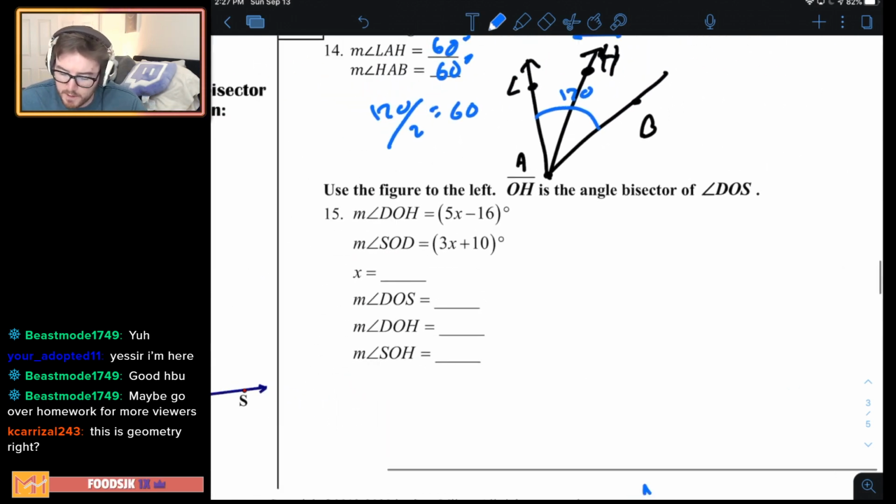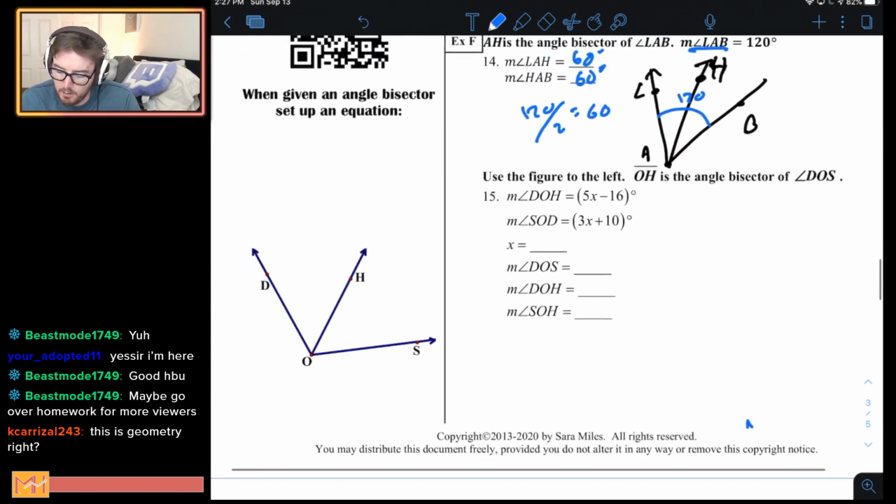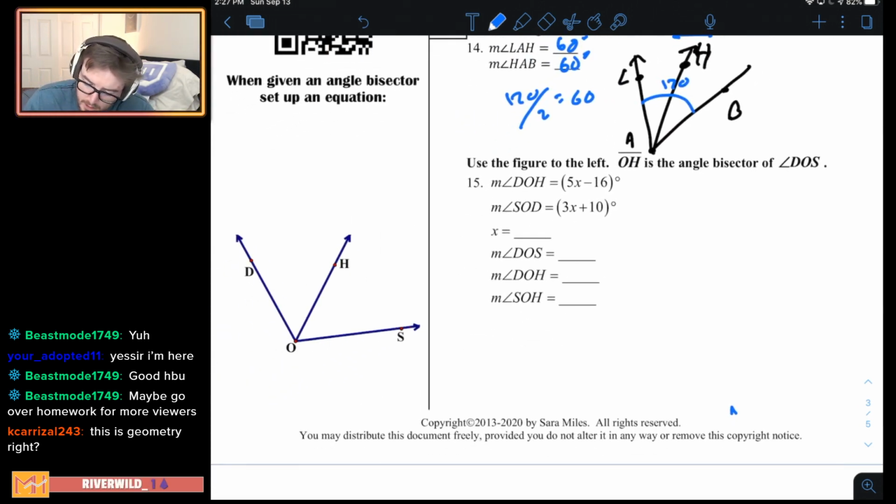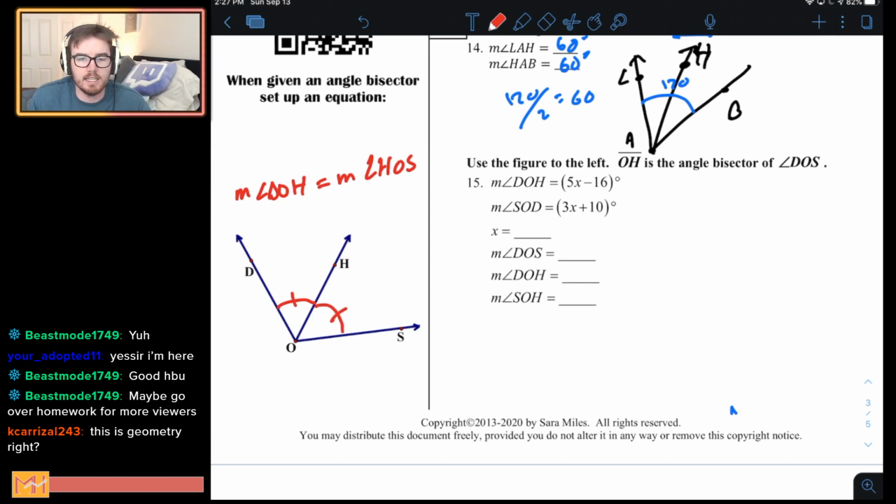Okay, so use the figure to the left. OH is the angle bisector of DOS. So if it's the angle bisector, what we're saying is that the measure of angle DOH is equal to the measure of angle HOS. That's what we're saying. This guy and this guy are the same. And remember, I use the little tick marks to say that something is congruent or equal. Okay? So those two angles are the same. We don't know how big they are, but we know that they're the same.